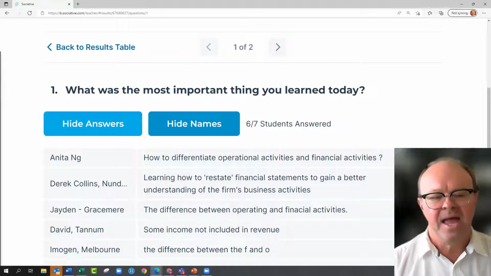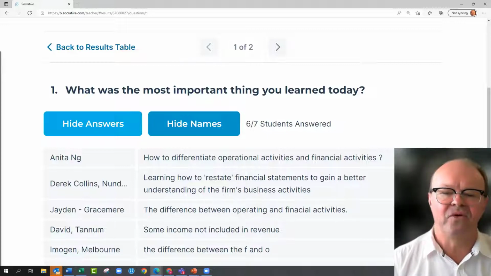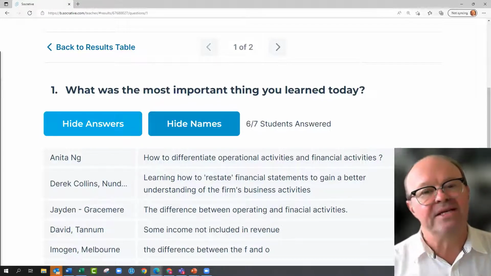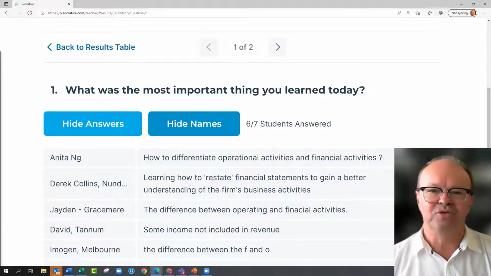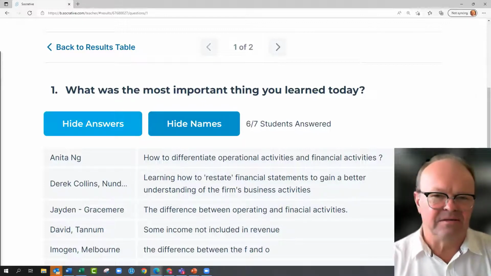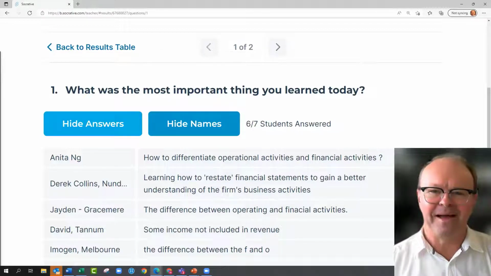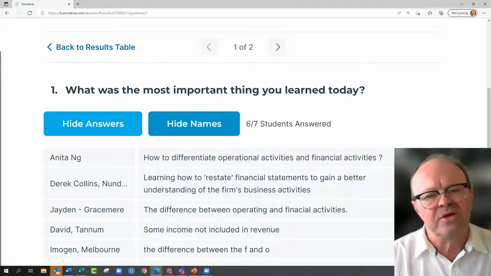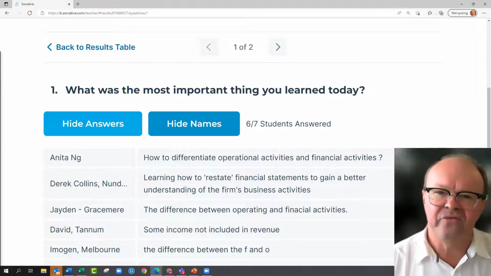That's good, Jaden. And Derek, learning how to restate financial statements to gain a better understanding of the firm's business activities. That's good, Derek. We are doing this task. It's an authentic task. I haven't made it up. It's not just a pretend task. It's something that real people do. It's a bit technical. It's something that you do in the capital markets. I've come out of the capital markets, so it's something I'm used to doing. We're not just making it up, but it's useful if you ever find yourself analysing firms.